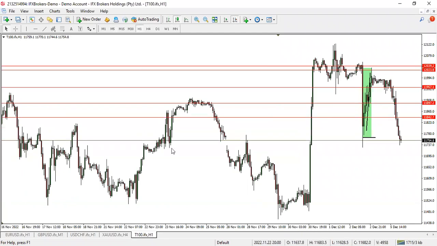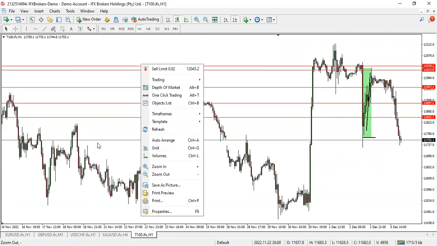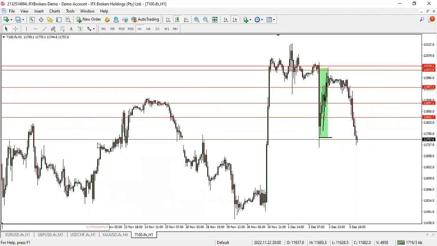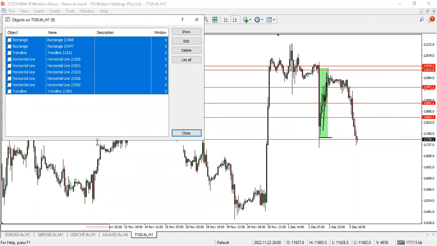And then let me zoom, let me delete everything here. Control P. Okay.